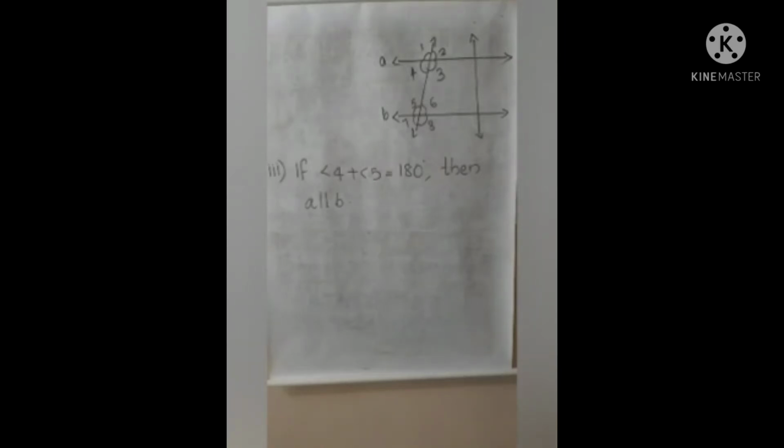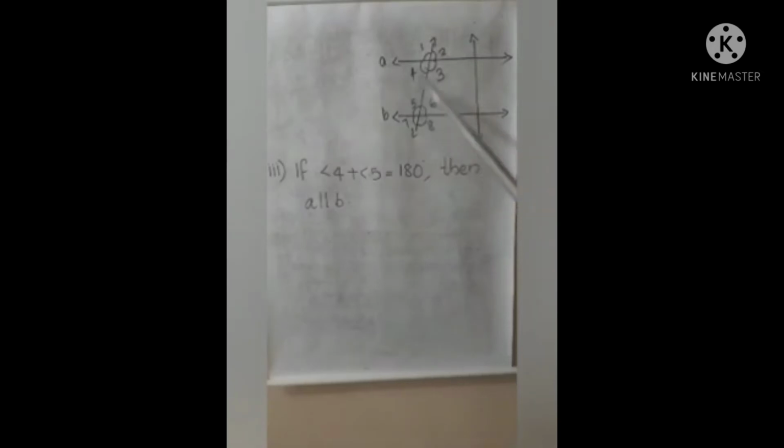That is given in the question. We need to prove, that means we need to show here that A is parallel to B, that the given lines are parallel. So first identify what is given: angle 4 and angle 5. Where do angle 4 and angle 5 come? By observing the figure, we can say angle 4 and angle 5 are a pair of interior angles on the same side of the transversal. This is the transversal and 4 and 5 are on the same side.